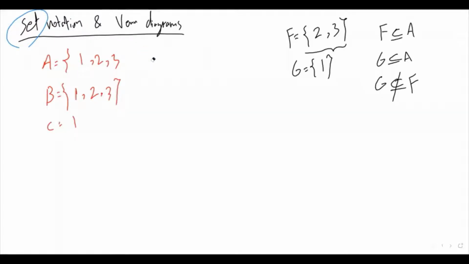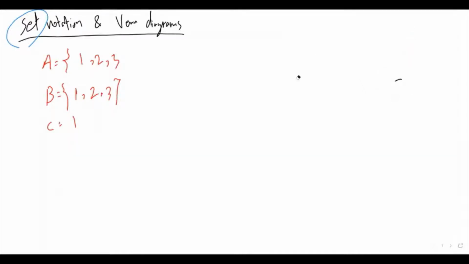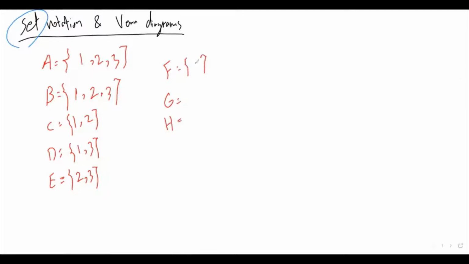So let's say A has 3 members, 1, 2, 3, right? And B just like A, and we have C, which has 1 and 2 only, D, which has 1 and 3 only, E, 2 and 3, and then we have F, G, H, respectively. Each one of them has only one element.